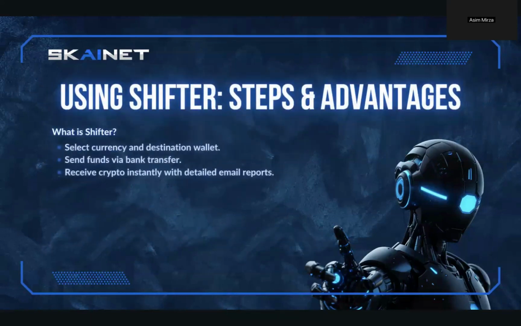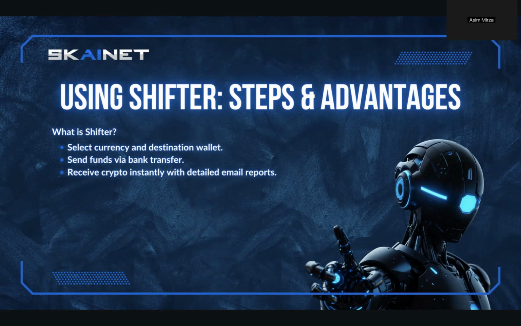To give you a little bit of insight, it's very simple. You select your currency, whether it's pounds, dollars, yen, Canadian dollars, whatever the case is, and also your destination wallet. So when you want to take your fiat currency and convert it into crypto, or USDT in this particular case, you select your currency and the wallet where you want the USDT to end up. You send the funds via bank transfer, and then you receive your crypto instantly with a detailed report as well. You get emailed a report from Shifter, which breaks down your transaction, tells you where it went and how it got there. It explains everything to you in a lot of detail.